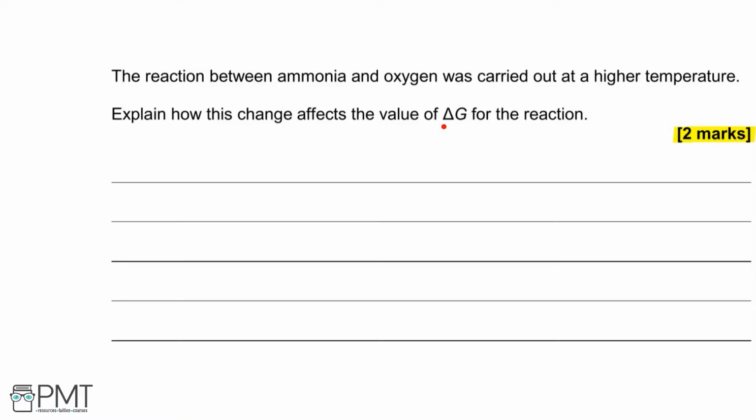The first thing we need to do to work out why the value of delta G is changing and how it's changing is look at the equation for the Gibbs free energy change. That gives us the equation delta G is equal to delta H minus T delta S. And looking at this equation, we can find the effect of an increase in temperature on the Gibbs free energy change.